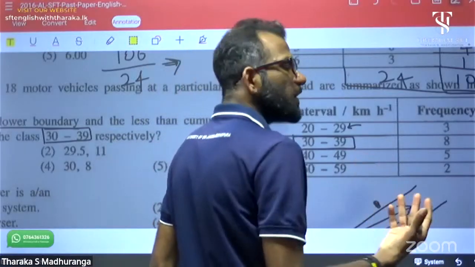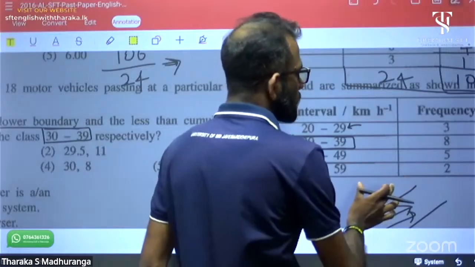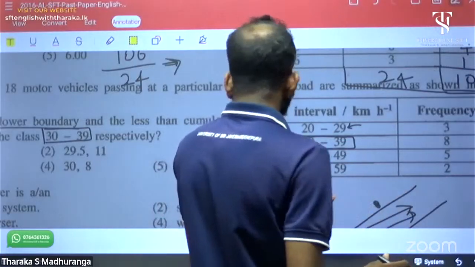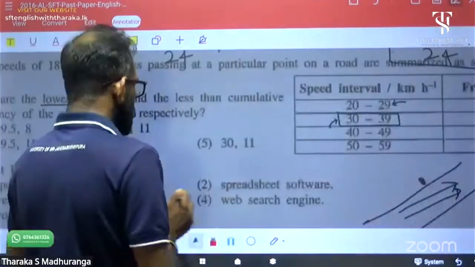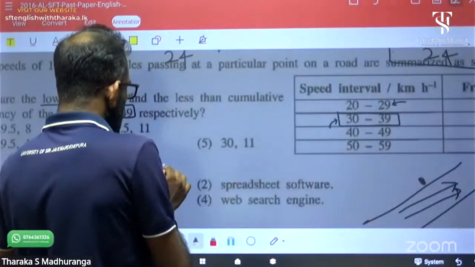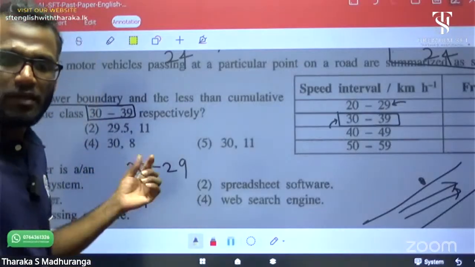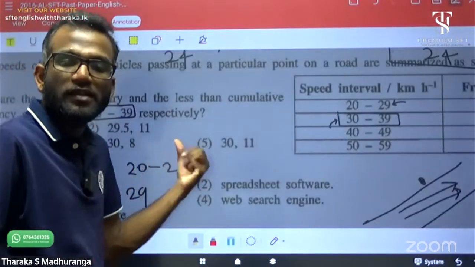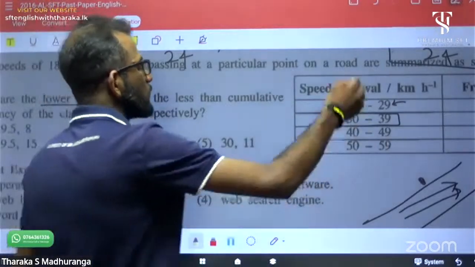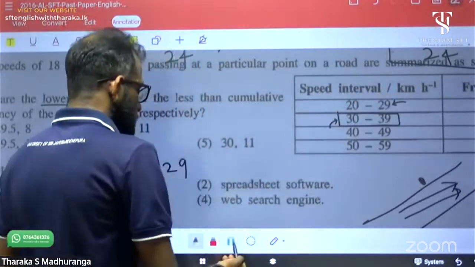If there is no gap, we call it a continuous group frequency distribution, like this. If it is continuous like this, 20-29, again starting at 29. No gap. 29 minus 29 is 0.